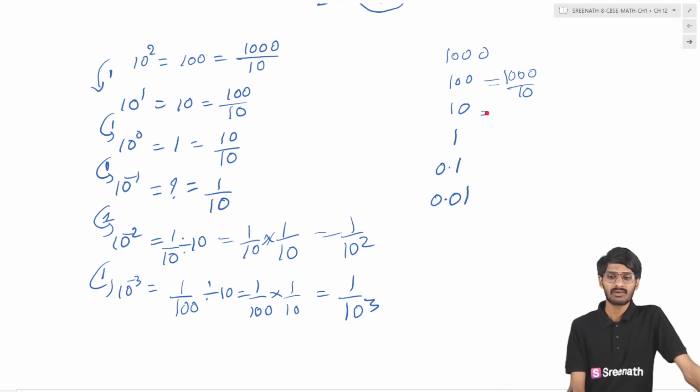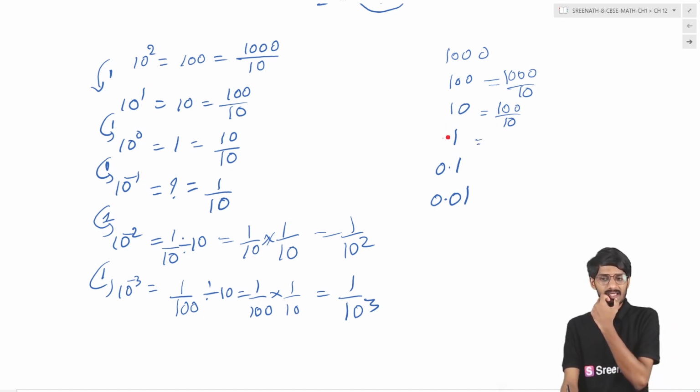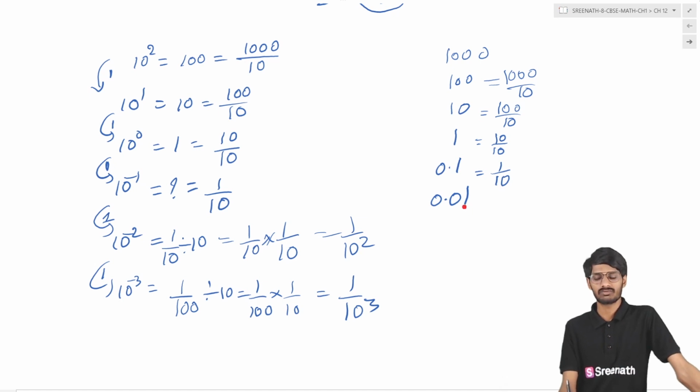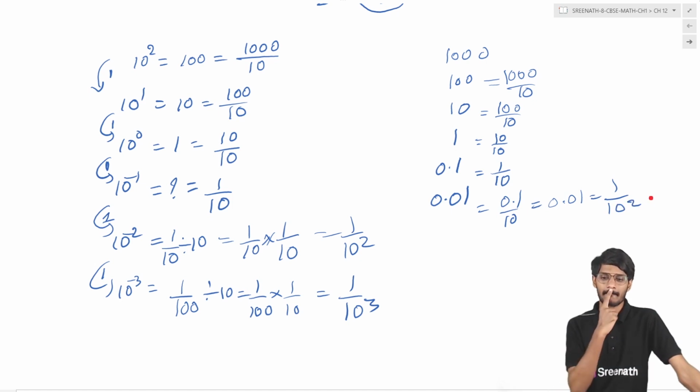Here again, what happened? Again 100 by 10. Okay students, again divided. Here again 10 by 10, that is 1. Here again 1 by 10, that's why that is 0.1. Here again 1 by 10 means 0.1, and 0.1 by 10 becomes 0.01, or 1 by 10 square. So that's why that is 1 by 100. So we are dividing that 1 by 100 with 10, students.